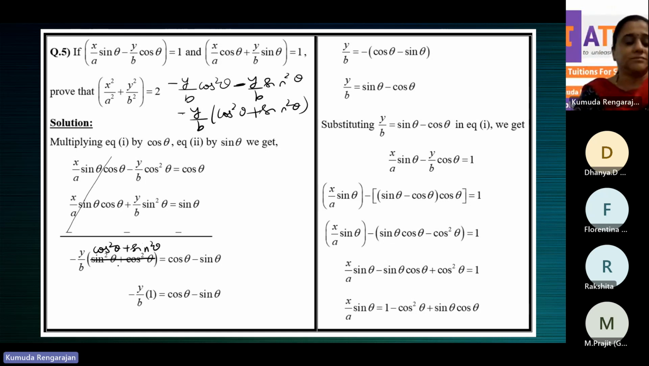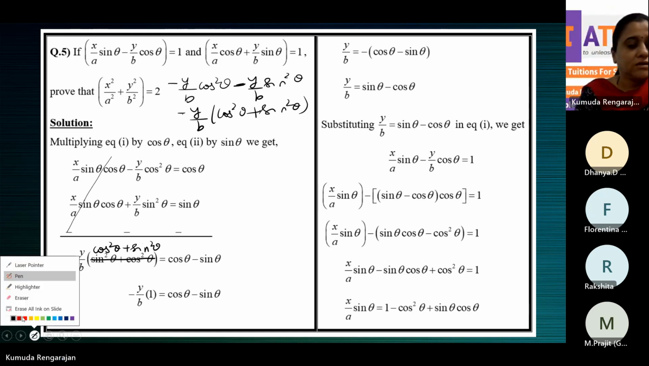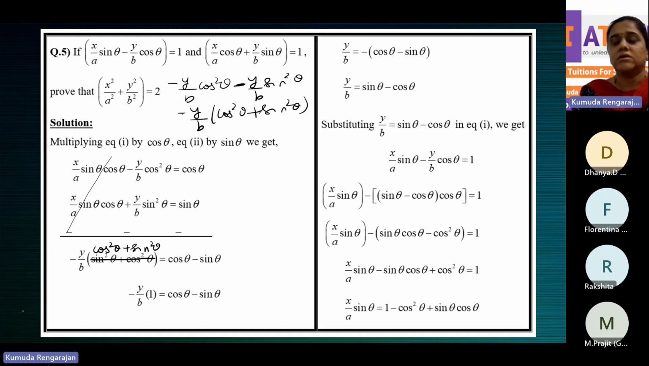Okay. We have not finished, but we'll just see so far. Because it's similar to the elimination method, I think you understand. We multiply the first equation by cos theta and the second one by sine theta to eliminate the x by a term, like how you eliminate x or y. So here we are eliminating the x by a term, so we multiply the first one by cos and the second one by sine.